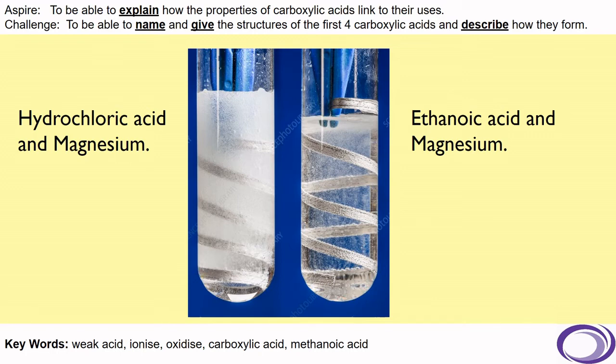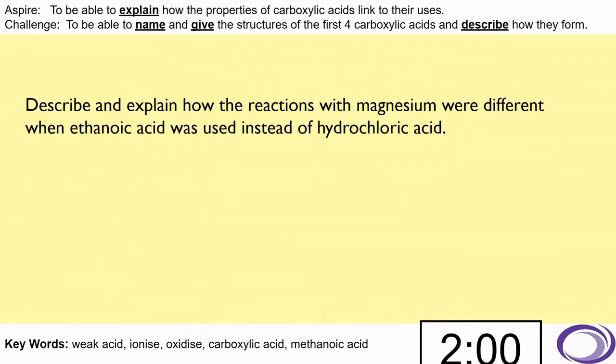And that's an experiment we can use to indicate how even if these 2 acids are the same concentration, hydrochloric acid will be a stronger acid than ethanoic because it will fully dissociate into its ions. So even though the concentration of these acids is the same, we're getting a different result due to the nature of that molecule. So now that we've gone through that, I'd like you to use what we've just discussed to describe and then explain how the reactions with magnesium were different when ethanoic acid was used instead of hydrochloric acid.